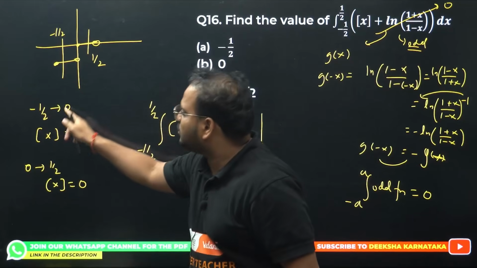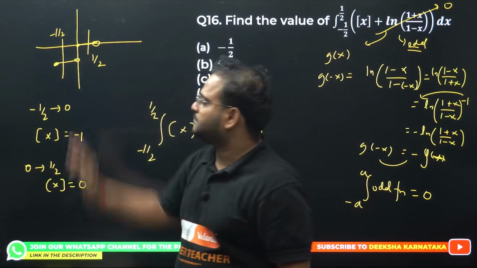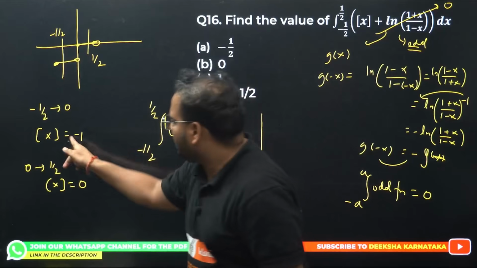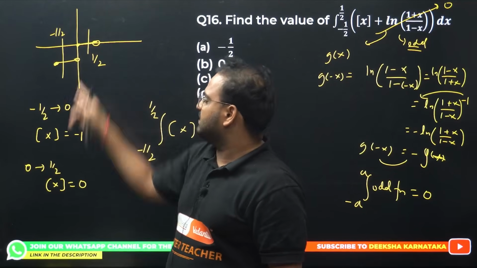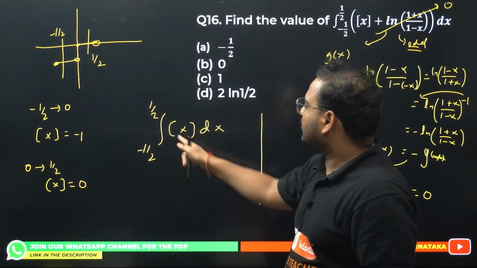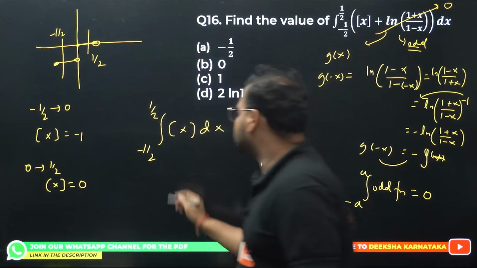From minus 1 by 2 to 0, from here to here, what is the answer? Minus 1. GIF will be minus 1. From 0 to 1 by 2 will be always 0, so we do not have to worry about it. I'm going to break these limits like this.